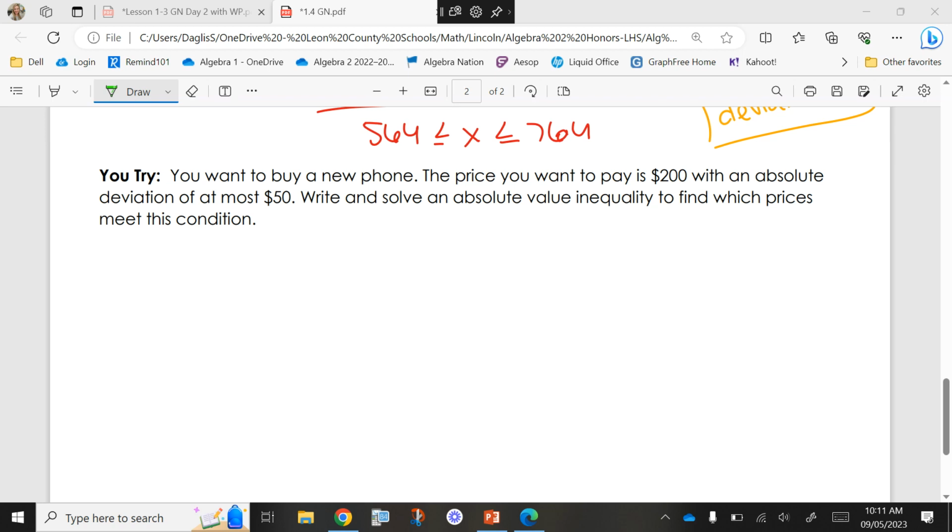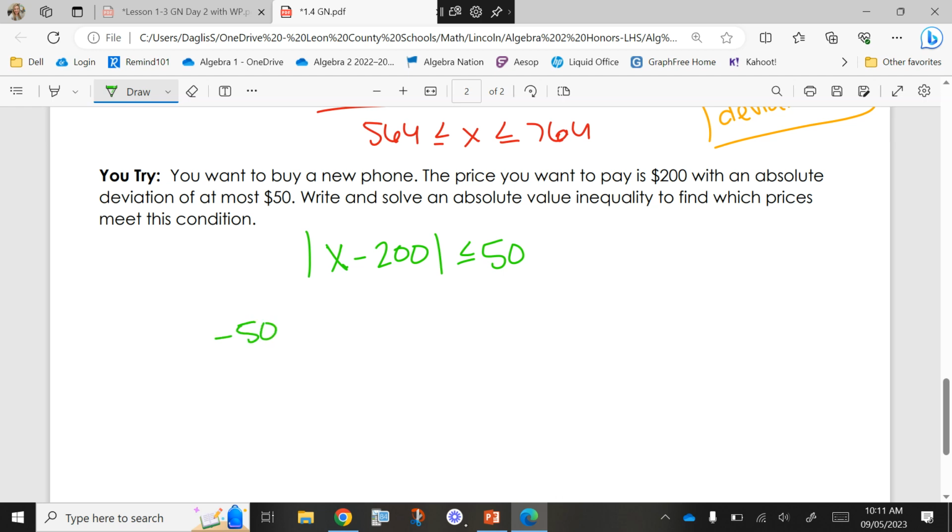All right, so the price you are willing to pay, that is your x, right? That's what you're willing to pay for this phone. The difference between that and 200 is at most $50. So less than or equal to $50. That's the absolute value equation you should set up. The difference between $200 and the price of the phone, you will not do more than $50 of a difference. So from here, you can set up your equation.